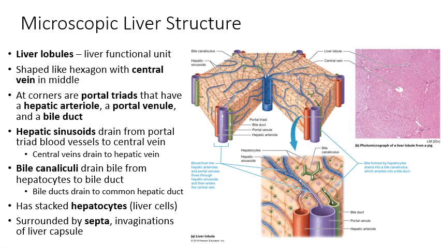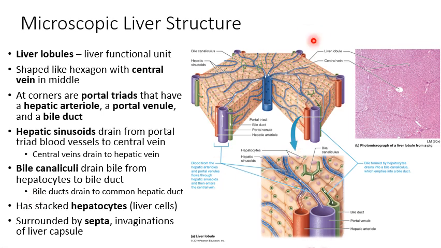And then finally, surrounding each liver lobule, you'll have the septa, which is just a connective tissue covering that comes from the liver capsule. So the liver capsule is going to have little sheets coming off of it that penetrate into the liver and wrap around every liver lobule.